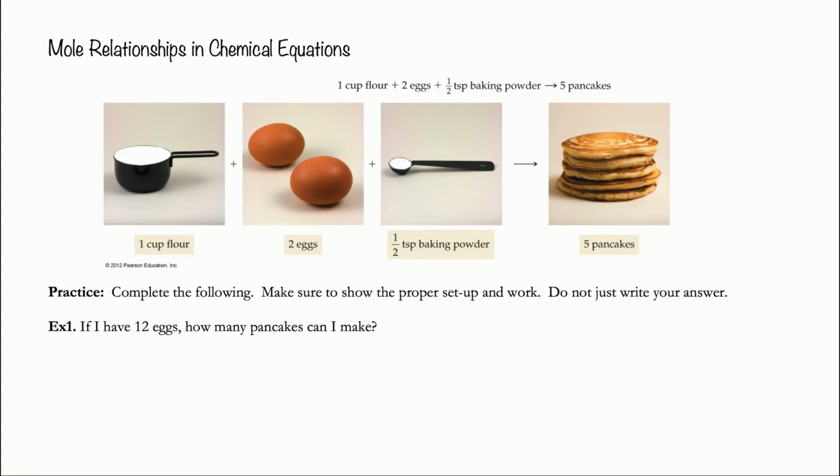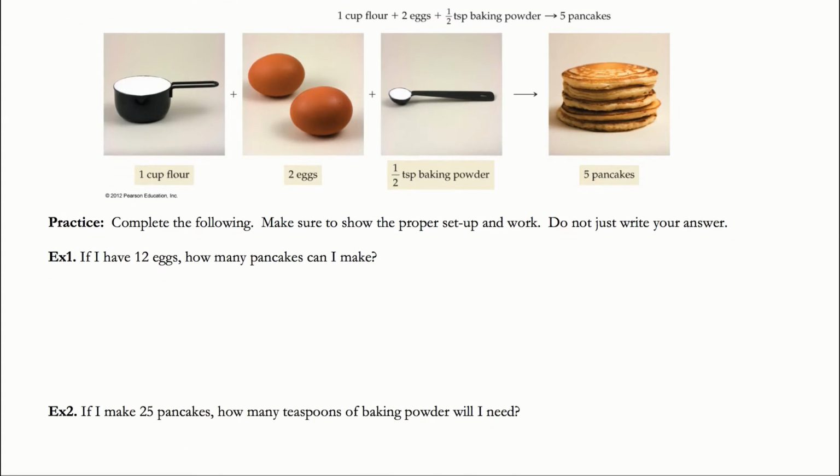All right, so what we're doing, which is stoichiometry, we're going to do stoichiometry today, is the equivalent of a recipe. So if you notice in this recipe, it takes 1 cup of flour, 2 eggs, a half teaspoon of baking powder to make 5 pancakes. So if I ask you, hey, I have 12 eggs, how many pancakes can I make with that? Then what I can do is the proper conversion setup that we've been doing so far.